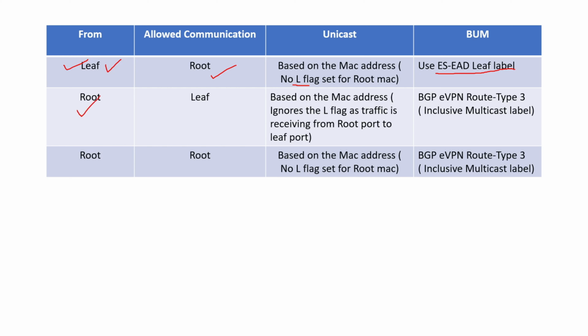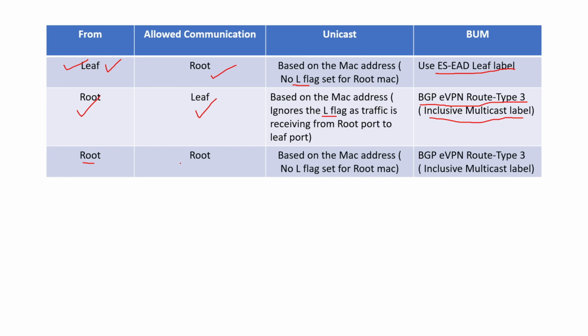If traffic is generated from the root, it is allowed to the leaf. For unicast, it will see the L flag set for the leaf MAC, but it is going to ignore it because root to leaf communication is allowed. It will say that the frame has been received from the root and is going to the leaf, which is the allowed communication, hence it will ignore the L flag. And the BUM frame communication will be via the normal BGP EVPN route type 3, that is the inclusive multicast label.